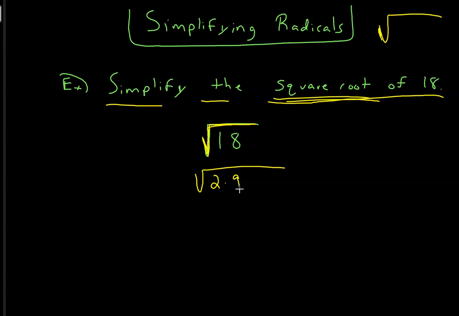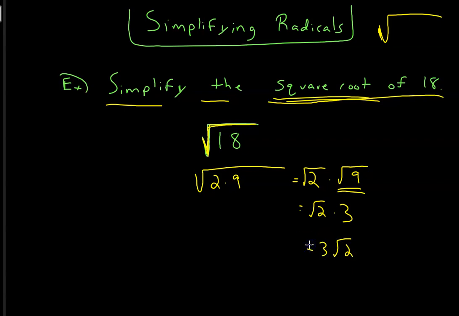So technically, you could say this: you could call this square root of 2 times the square root of 9, because each one is being square rooted. Square root of 9 is 3. So this becomes the square root of 2 times 3. So the final answer is 3 square root of 2.